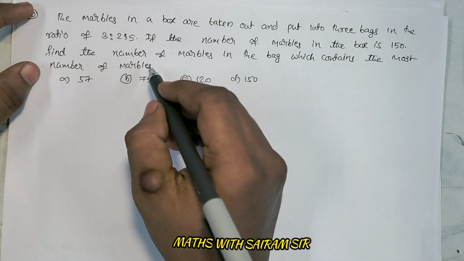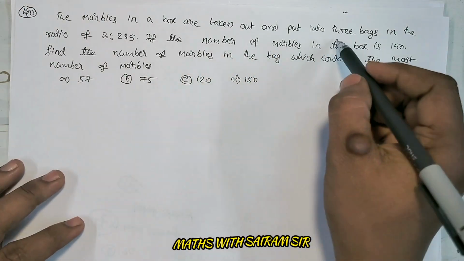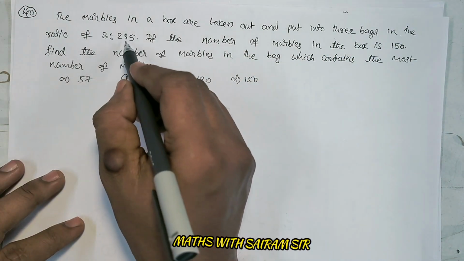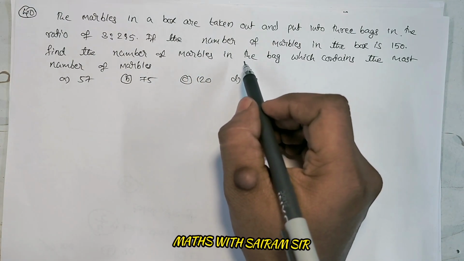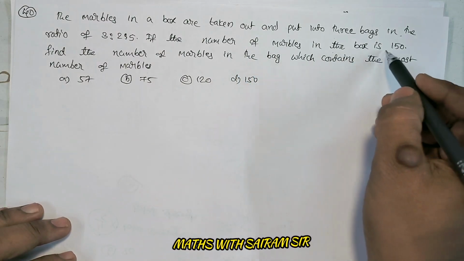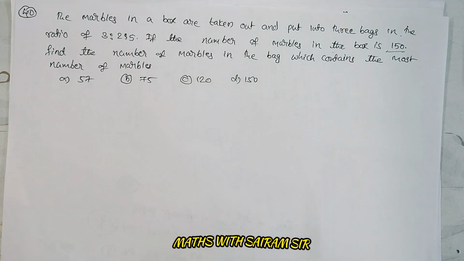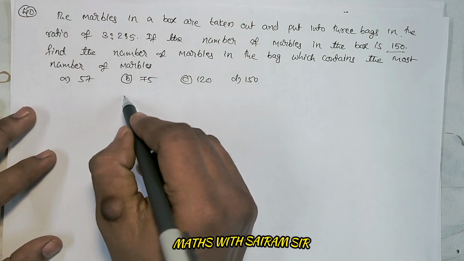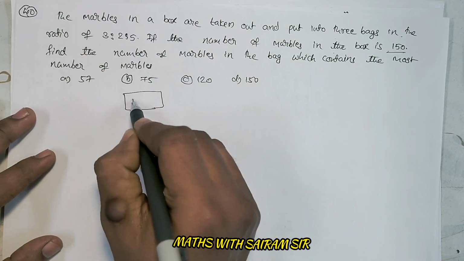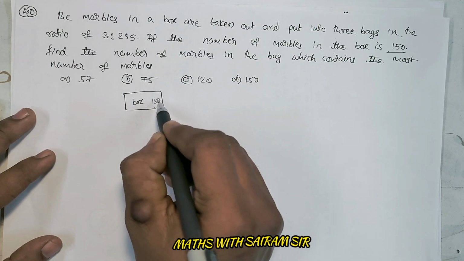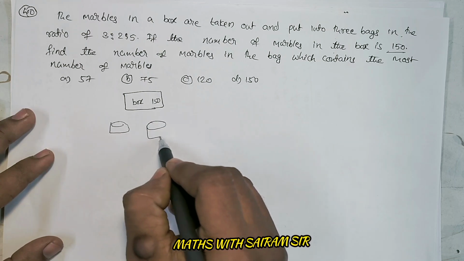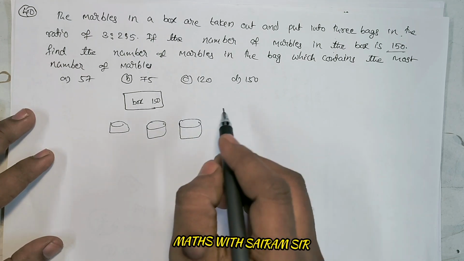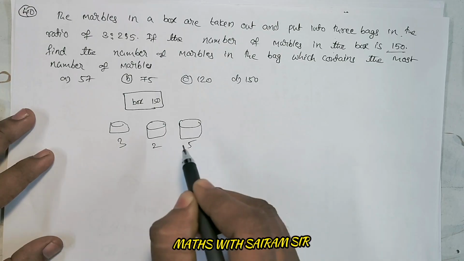Now, the marbles in a box are taken out and put in 3 bags in the ratio of 3:2:5. If the number of marbles in the box is 150, find the number of marbles in the bag which contains the most marbles. Okay, so we need to imagine that there is a box consisting of 150 marbles, and these 150 marbles are placed in 3 bags. The ratio of this is 3:2:5.